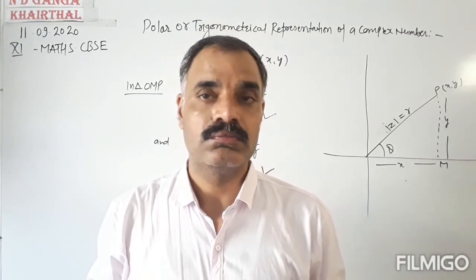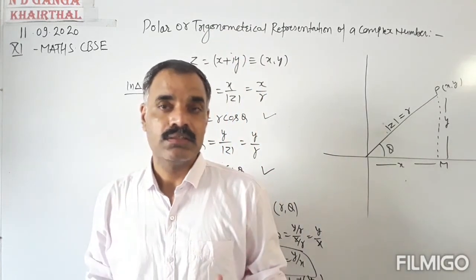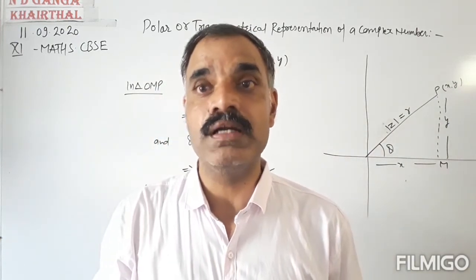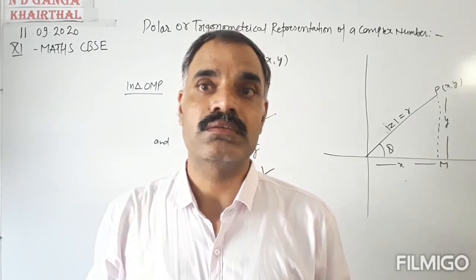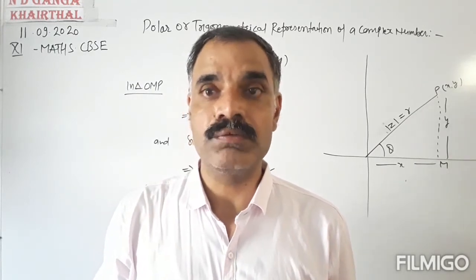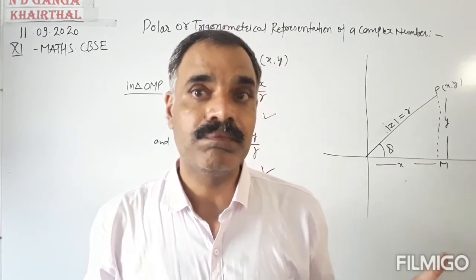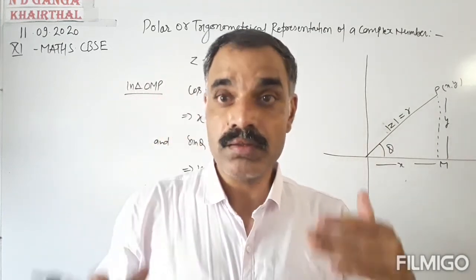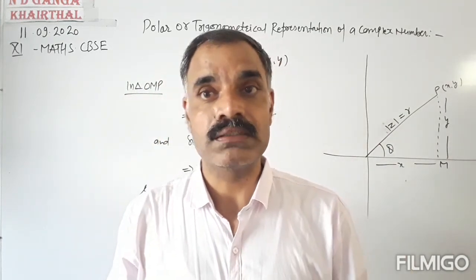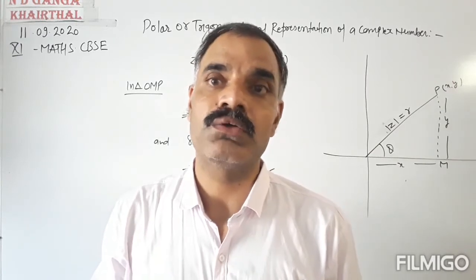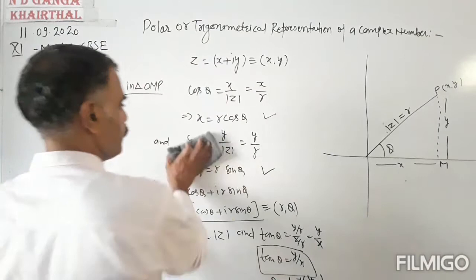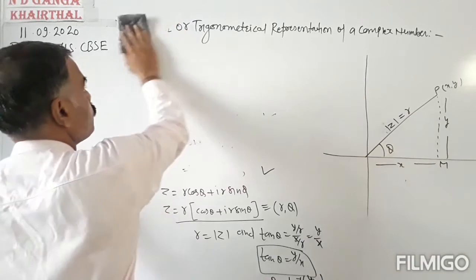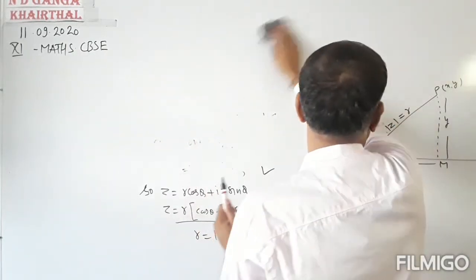So far today we have discussed the geometrical representation, the argument and the properties of argument, and the polar representation of the complex number, the magnitude and the amplitude of the complex number. Now we will discuss the square root of a complex number, that is, how to find the square root of a complex number. So write down the topic: square root of a complex number.